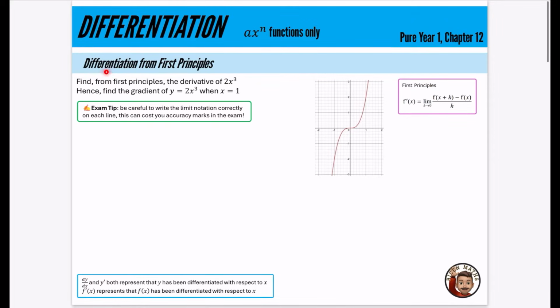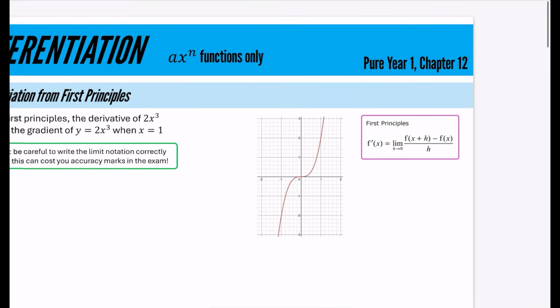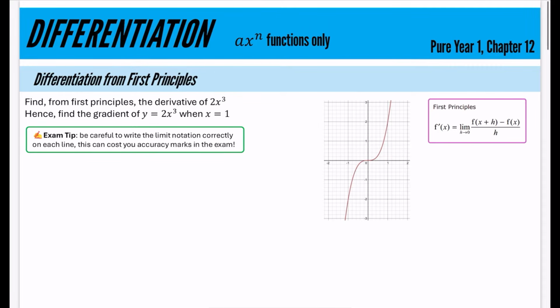Now we're going to start off with something called differentiation from first principles. And actually, I've put this in a little purple box here. Things in the purple box are things that are in the formula book. So we do get given the formula for this, which we'll be just using in a second. And I've actually got the curve that we'll be having a look at in this first question.